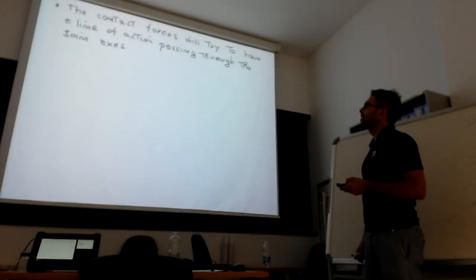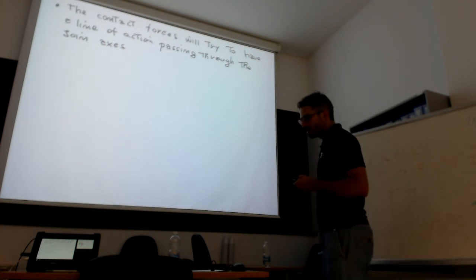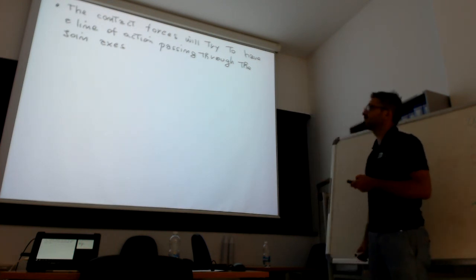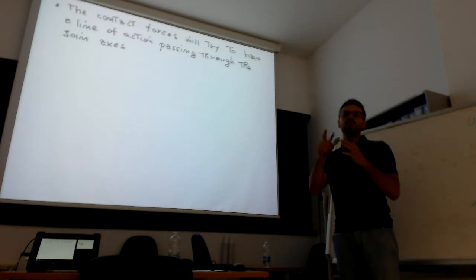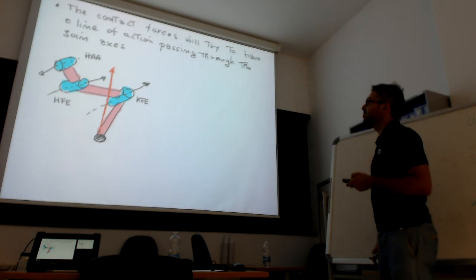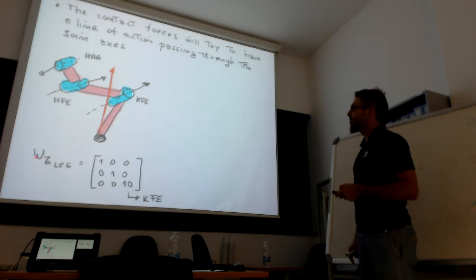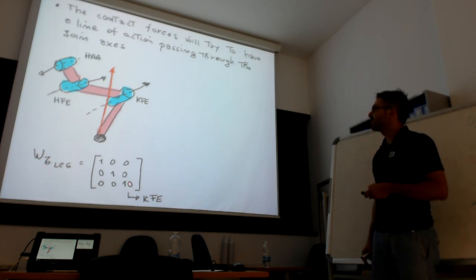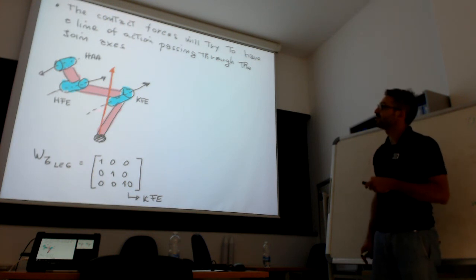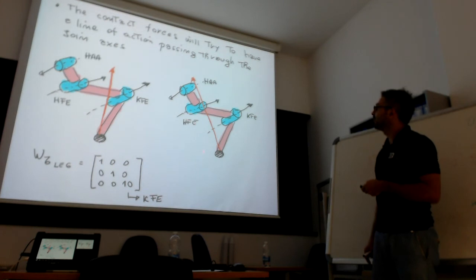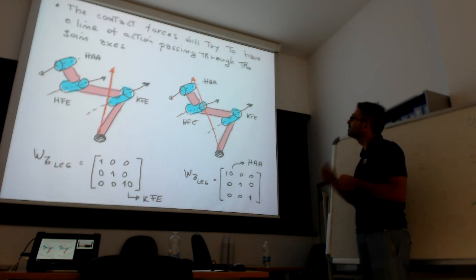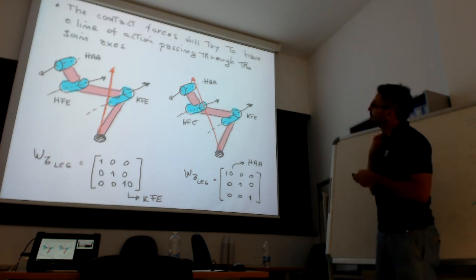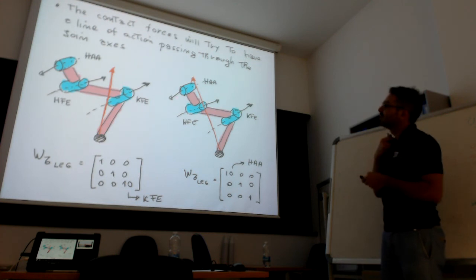So, for example, what does it mean trying to minimize the torque? That the contact force tries to go as much as possible close to the joint axis. So if we use, for example, in the tau leg, W tau leg, a big penalization for the knee joint, you will see that the contact force will try to be close to the joint axis of the knee. While if you penalize the hip AA joint, which is the hip adduction abduction, then you see the contact force will try to be close to the hip AA joint.